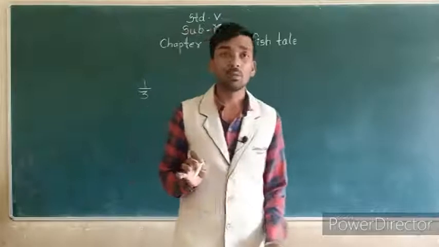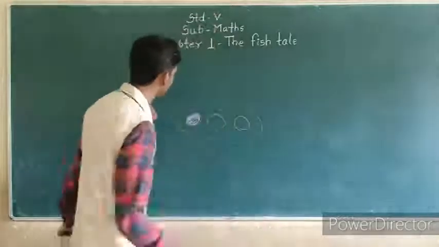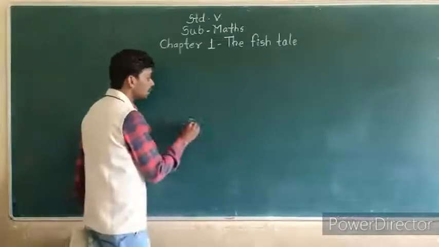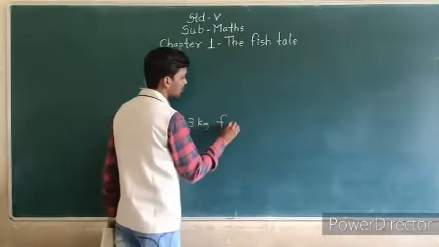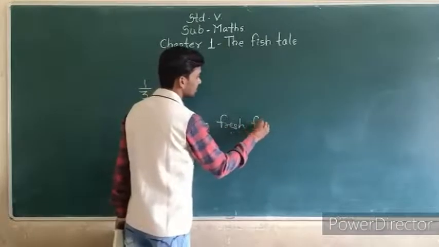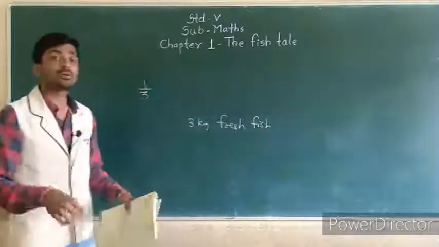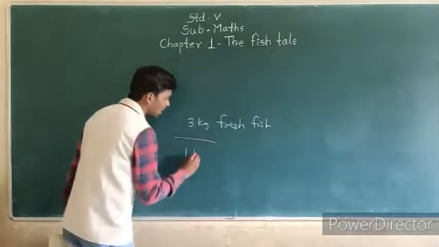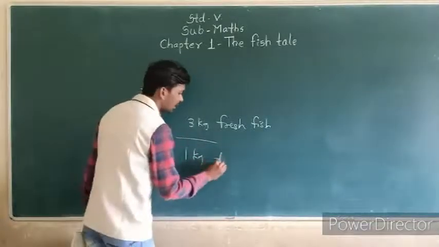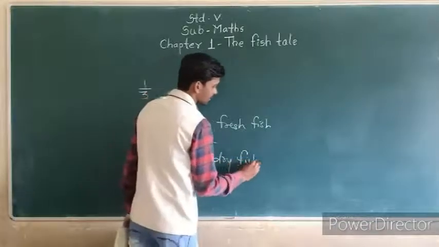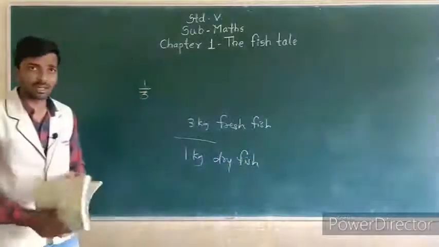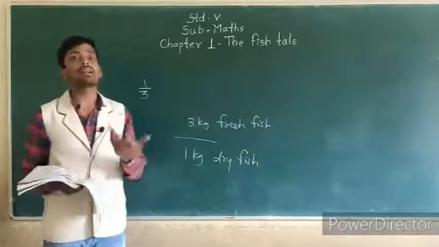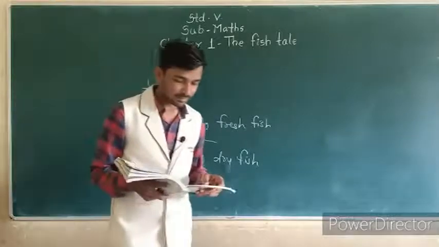When we take 3 kg of fresh fish and dry that fish, we will get only 1 kg of dry fish. That is called 1 upon 3. It means that out of the 3 parts, we get 1 part.